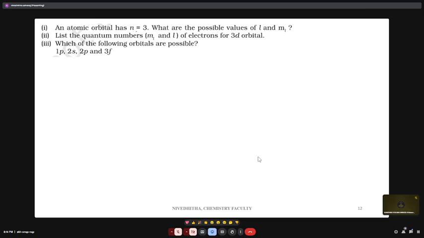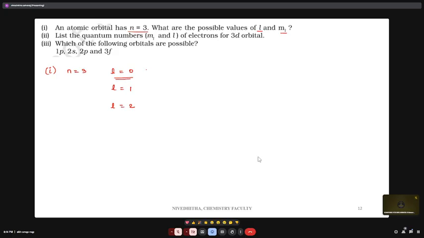An atomic orbital has n is equal to 3. What are the possible values of l and ml? Possible values for azimuthal quantum number and magnetic quantum number. For n is equal to 3, what are all the possible azimuthal quantum numbers? 0, 1 and 2.